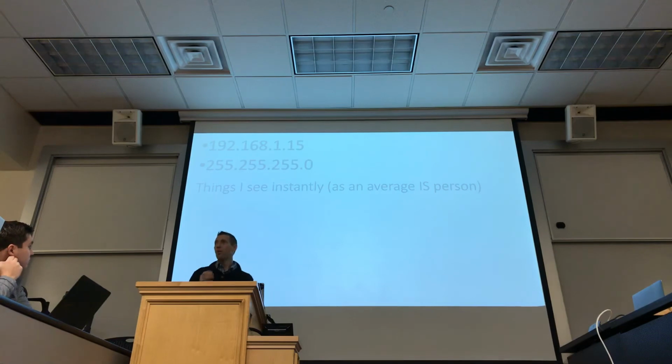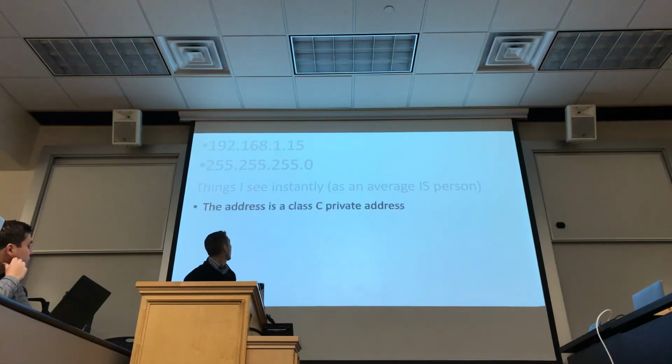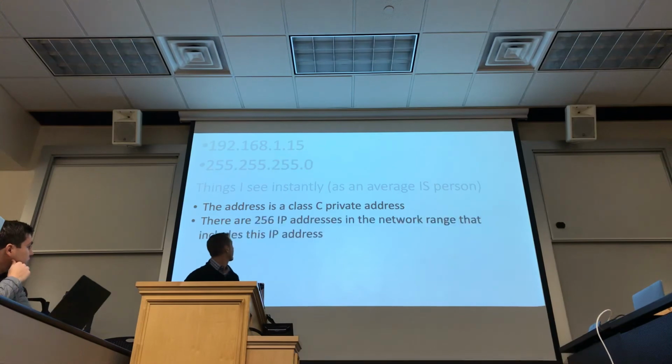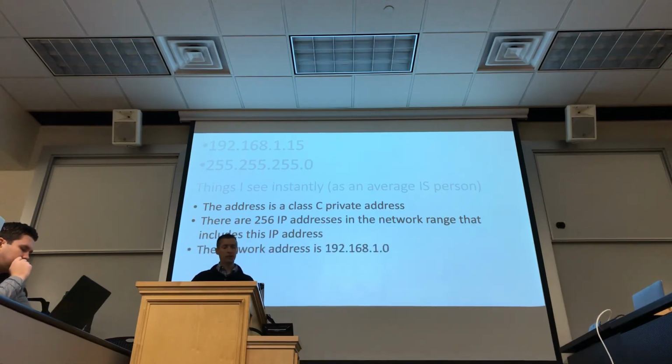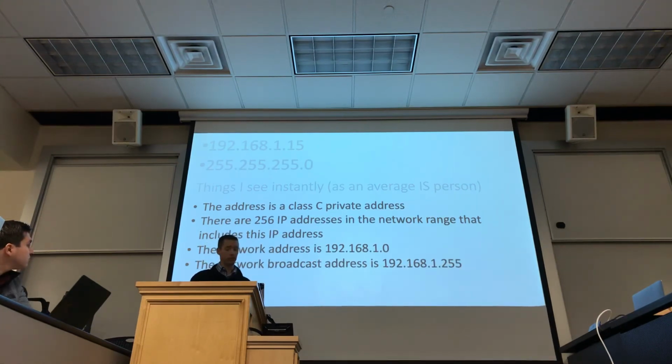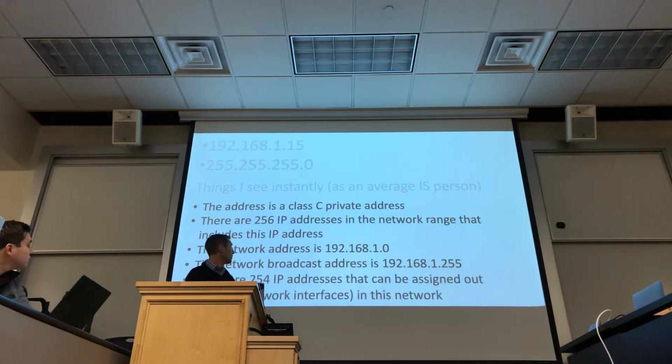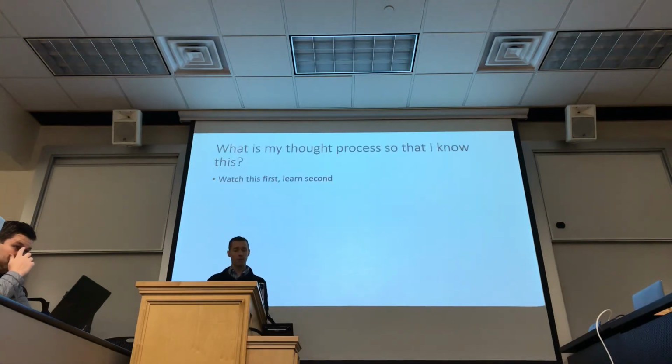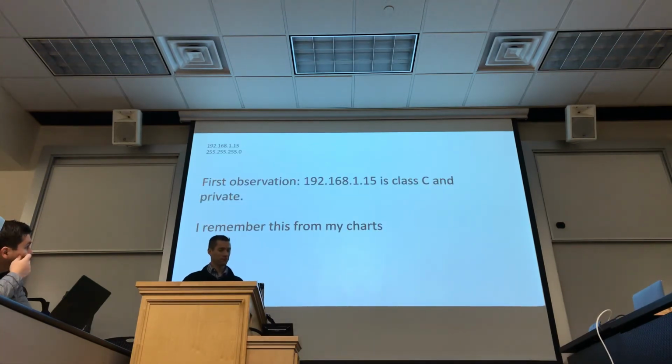Okay, so here's another number. So what do I know about this one instantly? I know that it's a Class C address. I know that there's 256 IP addresses in the network range that's been assigned. I know that the network address is this. And I know that the broadcast address is this. And I know that there's 254 IP addresses that can be assigned. So now I'll explain how I know those things at a glance for each of those two addresses with their subnet masks.